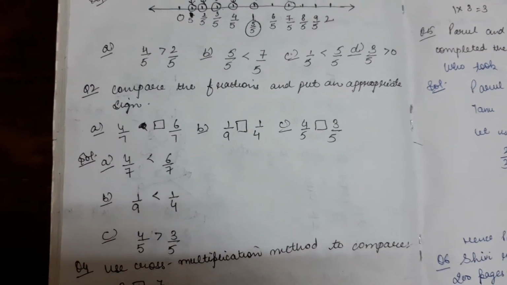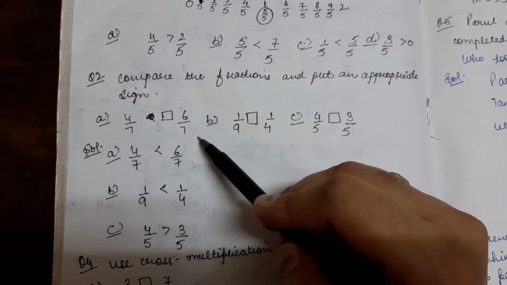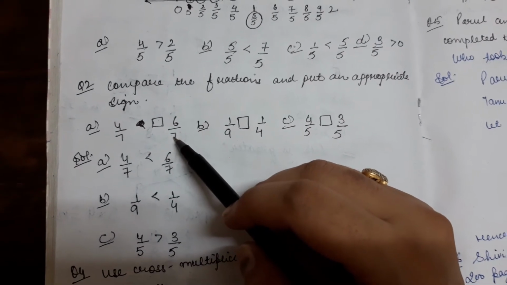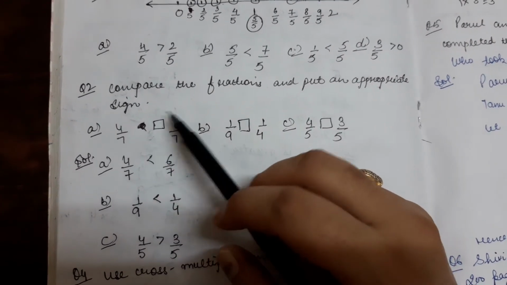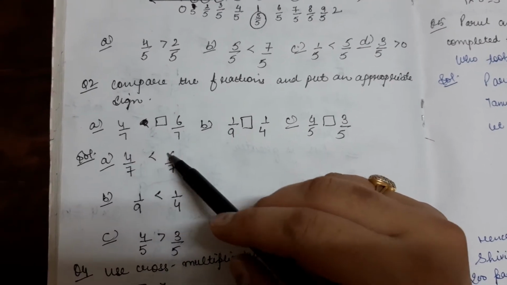Second question: compare the fractions and put an appropriate sign. Part A, 4 by 7 and 6 by 7. So again, we have the same denominator. So we will just compare the numerators in this case. Clearly 6 is greater than 4. So 6 by 7 is greater than 4 by 7.